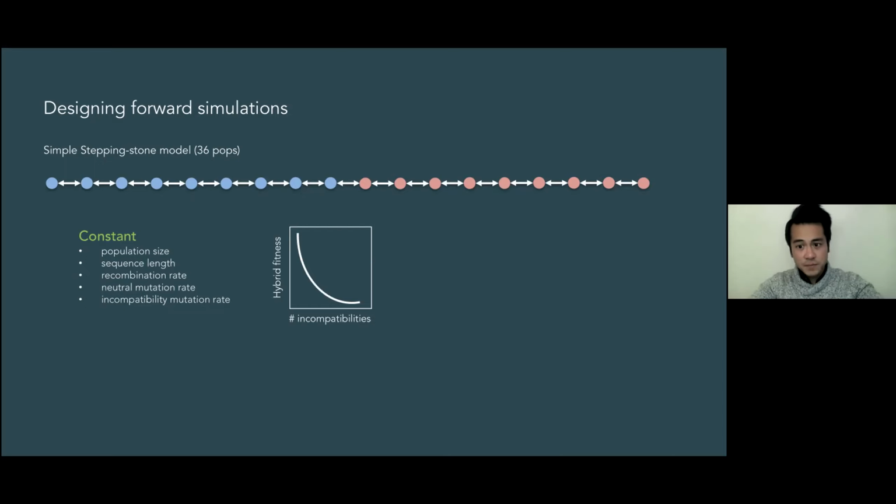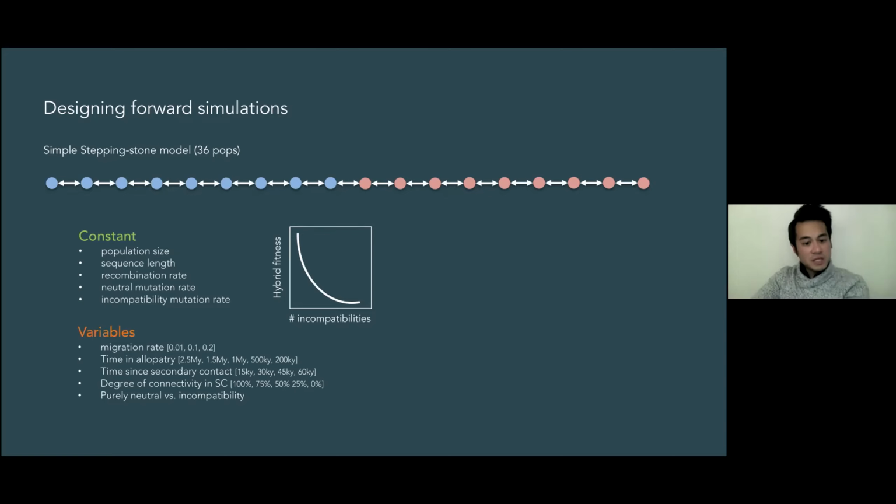And this is really post-zygotic incompatibilities. To break this down a little bit further, if an incompatibility appears in our blue population, it functions as if it was neutral, just fine, until it is present in the genome with an incompatibility that arose in the pink population, or the red population. And the more incompatibilities there are, the lower the fitness of the hybrids tend to be. With these models, I won't be presenting on all these different variables today, but I also changed the migration rate, time in allopatry, secondary contact, and connectivity, and tested whether we can get these patterns in purely neutral versus scenarios with incompatibilities.